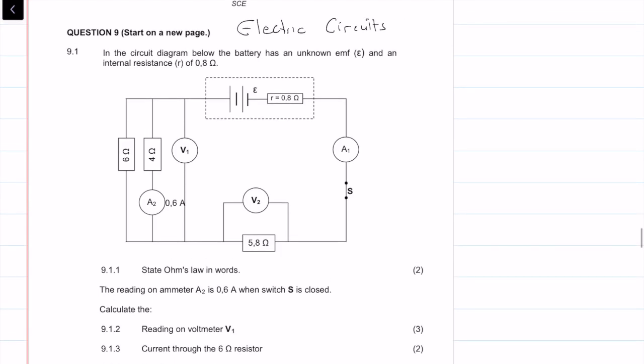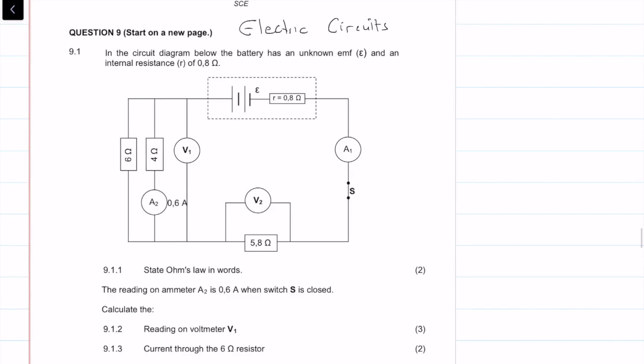Let's get straight into the question. In the circuit diagram below, the battery has an unknown EMF and an internal resistance of 0.8 ohms. Let's look at this diagram quickly. We have a parallel branch, an ammeter, 5.8 ohms, 0.6 amps, and the internal resistance of 0.8. Question 9.1.1 says state Ohm's law.